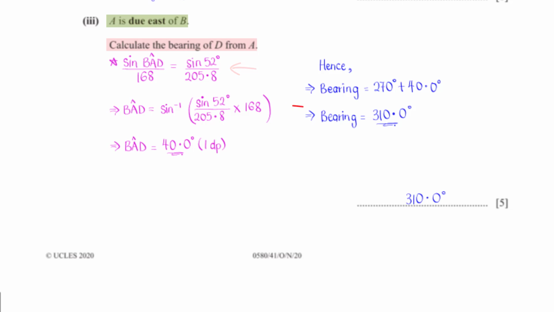When we make angle BAD the subject, we get 40.0 degrees, correct to 1 decimal place. Hence, the bearing of D from A is 270 degrees plus 40 degrees, which is equal to 310 degrees.